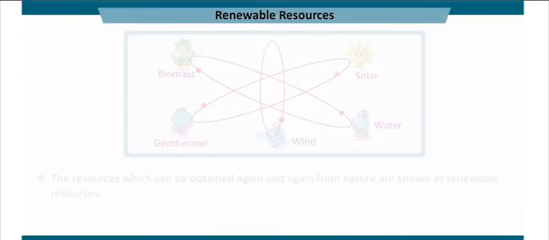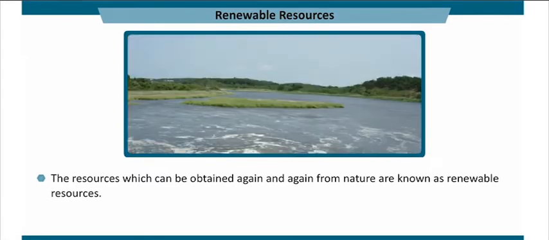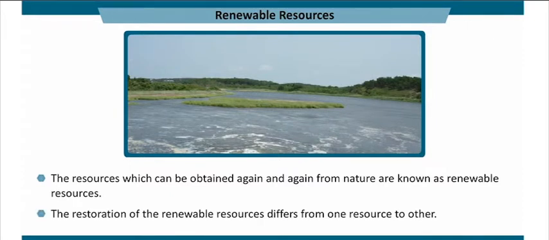Renewable resources. The sources which can be obtained again and again from nature are known as renewable resources. For example, sunlight, land, air, water and energy are continuously available to man. But even these resources are overused by humans, and recovery of these resources also takes a lot more time. The restoration of these renewable resources differs from one resource to another.